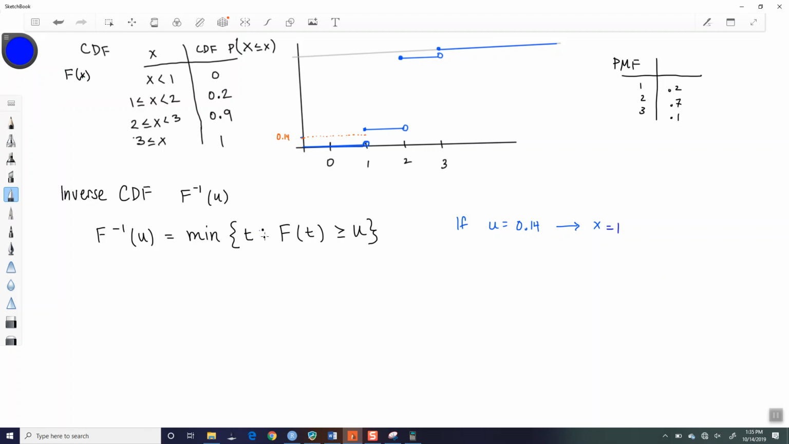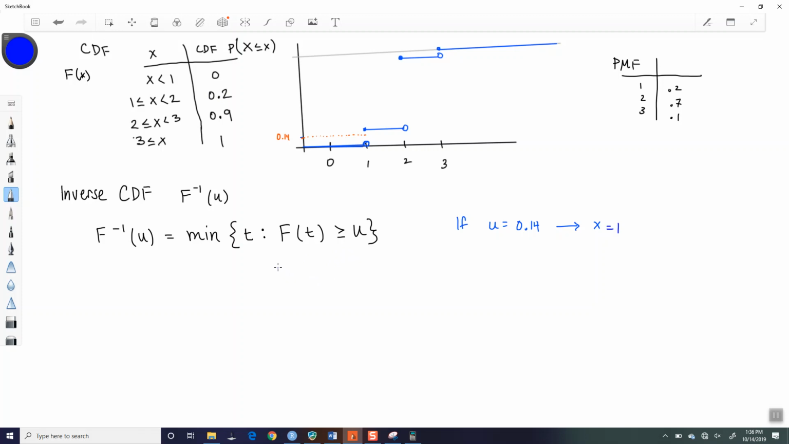So how does that even work here, right? What we want is, if we look at our CDF, the smallest value of x, or in this case t, that produces an F of t that is at least as big as 0.14, right? If we plug in 0.14, anything less than 1 is not going to work, okay? But if I plug in any value between 1 and 2, then the CDF is 0.2, and that satisfies this inequality here, right?